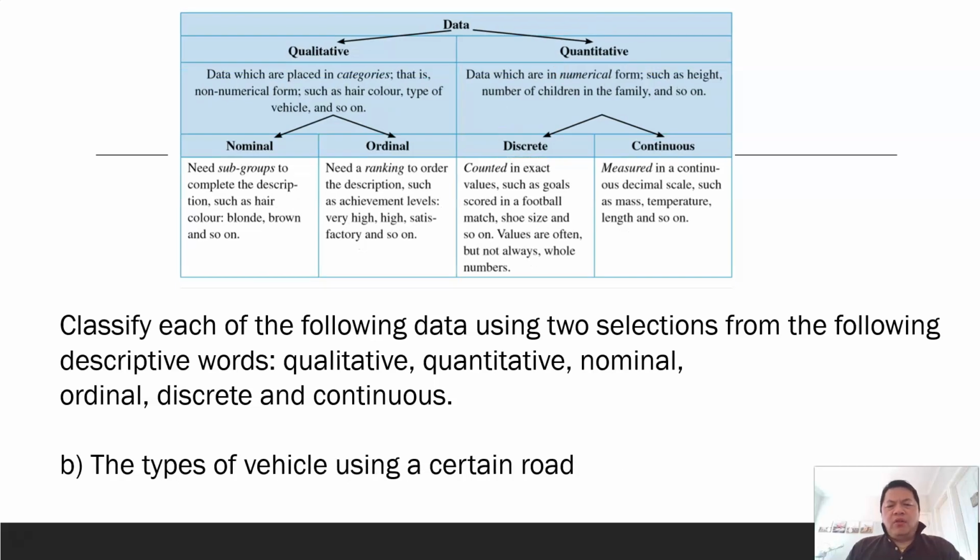The types of vehicle using a certain road. Let's say VicRoads is interested to find out the types of vehicles that use the M1 during this lockdown period. So basically, they want to know the category. Okay, so it's definitely not in numbers. So it's a qualitative kind of data that we are collecting. Is it talking about ranking? No, it's not. It's specific groups that we are looking for, subgroups, for vehicles. So it's a qualitative nominal data that we are collecting.